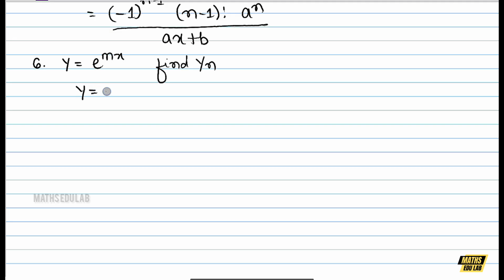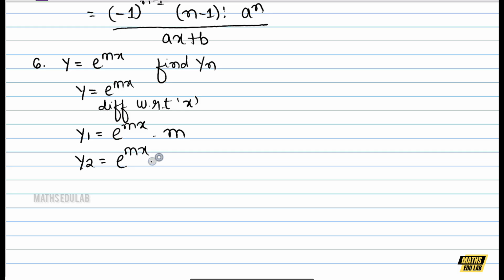So for this function again we have to differentiate with respect to x. On differentiating, y1 is the derivative of e to the power of mx, which will be e to the power of mx only, and the derivative of the power part will give m. And the second derivative of the given function we write as e to the power of mx into m, because m is a constant.